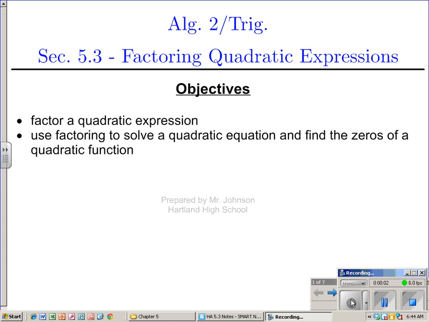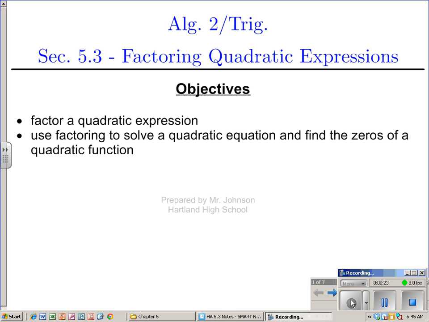Hi, sixth hour. I had to go to a meeting for some curriculum kind of stuff, so it threw off all the plans. Sub will tell you what's going on, but still wanted to move ahead with section 5.3 a little bit and just make some progress today.